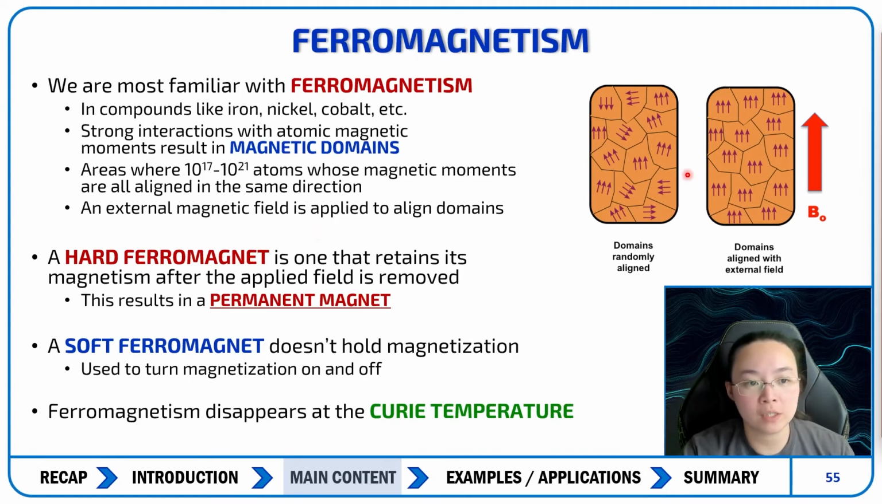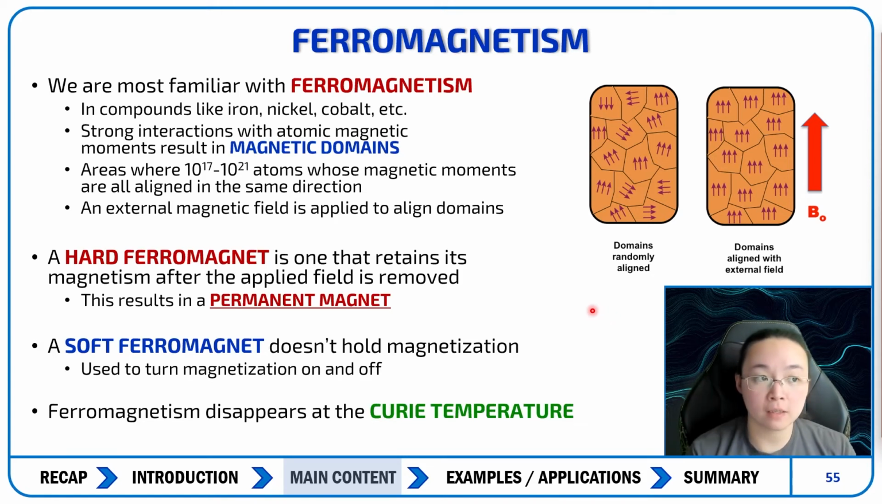So basically, if we take a look at the diagram on the right, we have domains that are randomly aligned, or in ferromagnets, we have chunks of atoms that have similar alignment within an external field. So if you apply an external magnetic field, then your magnetic domains within that material are going to align alongside that magnetic field. So an external magnetic field will have to be applied in order to align those domains. Otherwise, they are randomly aligned by nature.